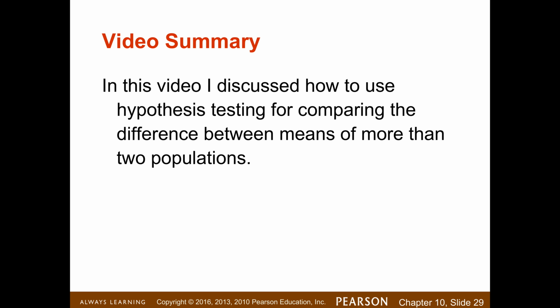All right? So guys, in summary, what have we done? I have discussed how to use hypothesis testing for comparing the difference between means of more than two populations. A little bit of a word of encouragement here. If your head's kind of spinning and you feel like there was a lot to take in, you're right. There is a lot to take in with this whole ANOVA statistical technique. So guys, hang in there. I'll do my best to break it down into simpler terms as much as I can. So take care.